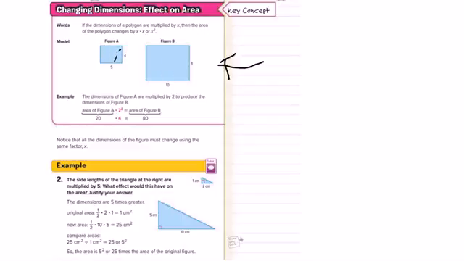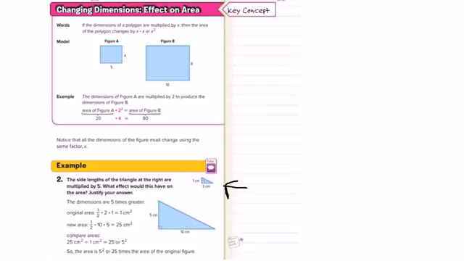The side lengths of the triangle at the right are multiplied by 5. What effect would this have on the area? Justify your answer. So again, when it asks you to justify your answer, you do need to show your work, and the expectations for work are that you would find the measurement of the original and then of the new figure, and then you would compare them before writing an answer statement.